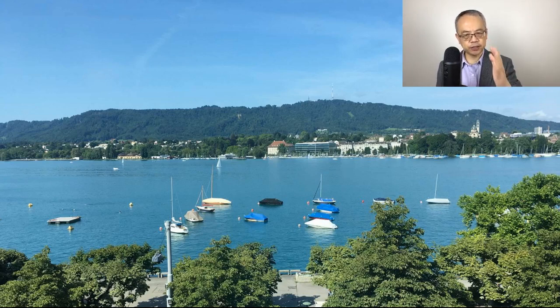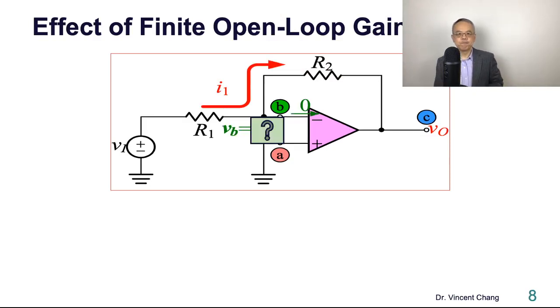The main purpose of this lecture is to investigate the effect of finite open loop gain on the inverting amplifier. First, I recommend you try to find out the voltage of the inverting terminal, which is VB. Because when A is finite, the virtual ground is broken, so you cannot apply the virtual ground anymore. If VB is not grounded, what's the voltage of the inverting terminal?